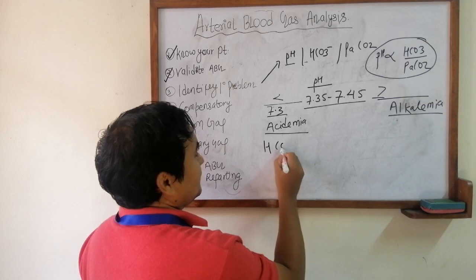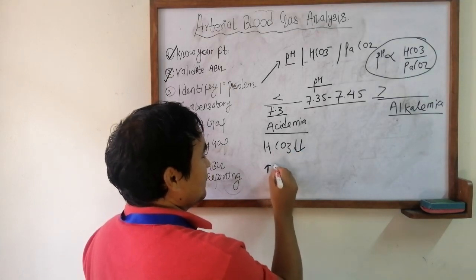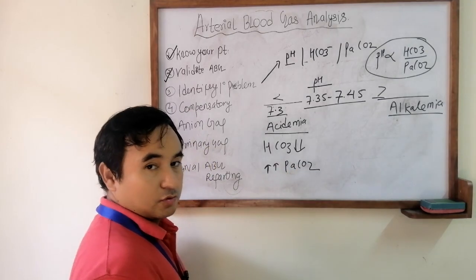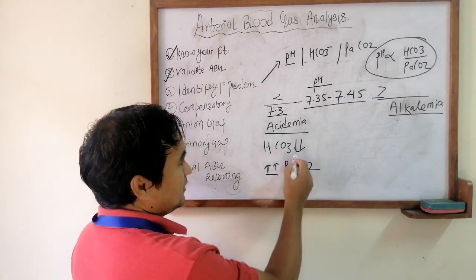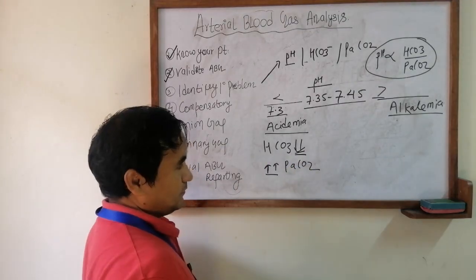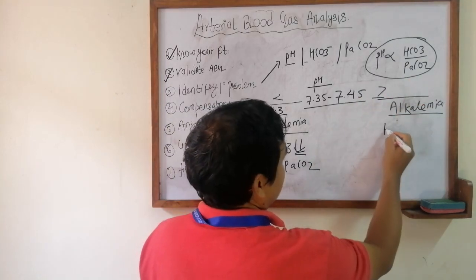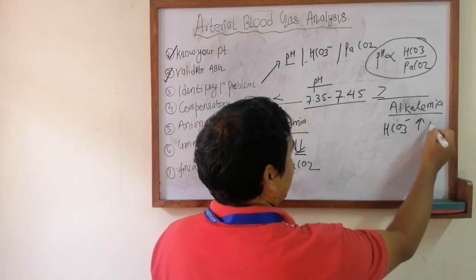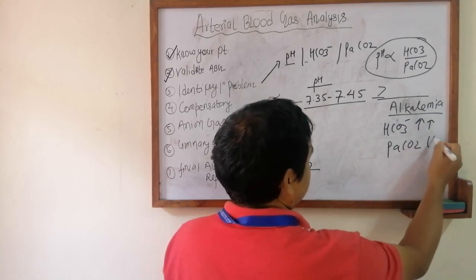One is there can be decrease in bicarbonate or increase in PaCO2. Whether it is because of increase in PaCO2 or because of decrease in bicarbonate. If there is increase in pH, then it is because of either increase in bicarbonate or decrease in PaCO2.